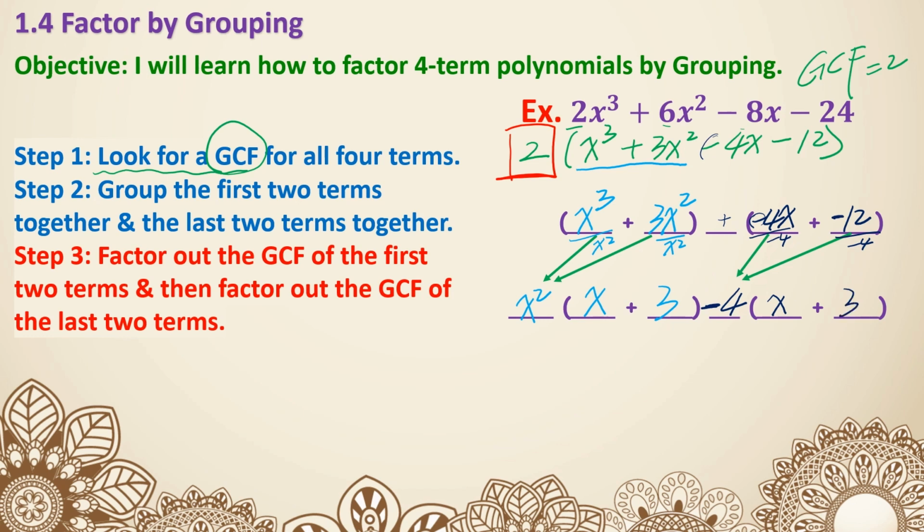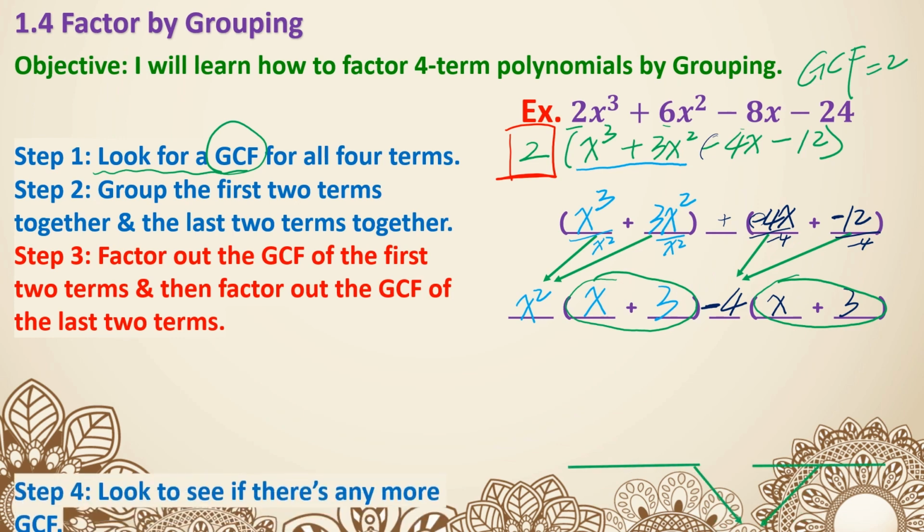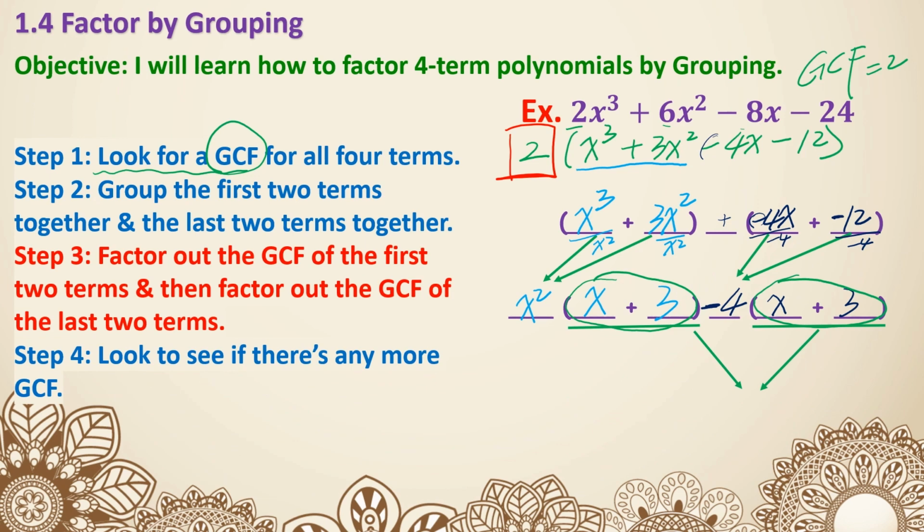Okay, now let me direct your attention to these terms. x plus 3 and x plus 3. Voila, they are the same, which means if I look at the whole thing together, that would be a common factor that both parts share. So look to see if there's more GCF. Because they have the same x plus 3, I'm going to leave that.